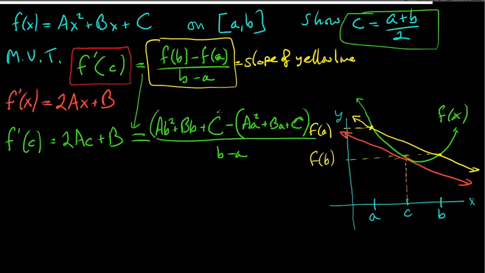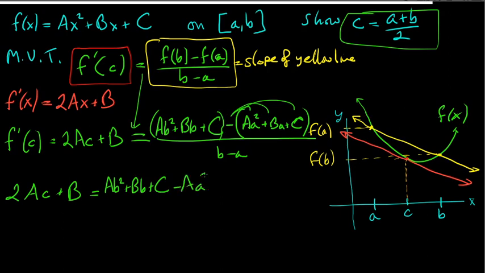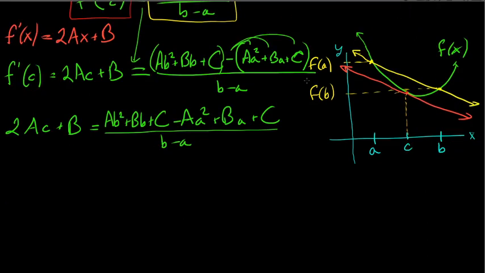Okay, so we have to subtract these two things here. The left side, there's not much we can do to simplify that. It's 2ac plus b. Sorry, that's a lowercase c. Notice, though, we have to distribute the minus sign here. So what we get is Ab squared plus Bb plus C minus Aa squared plus Ba plus C. And notice I'm not distinguishing capital and lowercase letters here, but you can see it when I write it out, I hope.